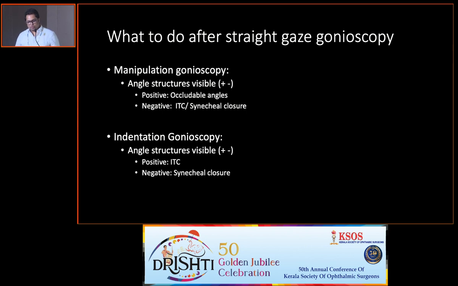If it is negative, then to differentiate between ITC and synechial closure, you can do an indentation gonioscopy. If the angle structures become visible, it is an iridotrabecular contact. If it is not visible, it is a synechial closure.